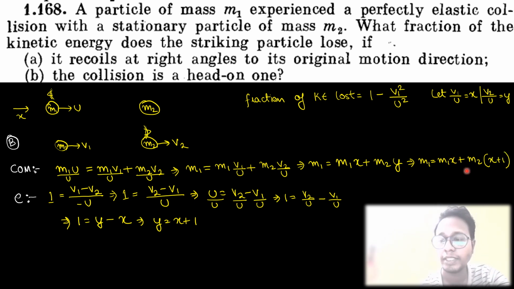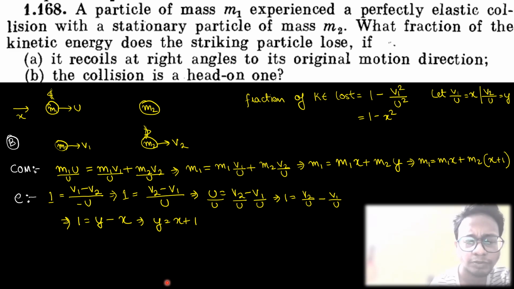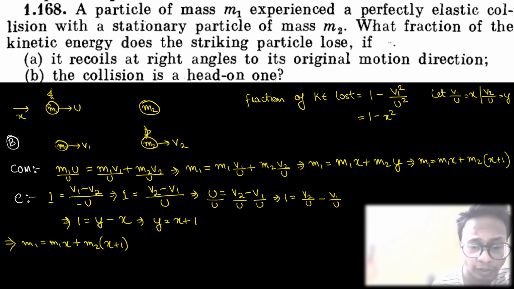Okay, so in this equation I need to find out the value of x, and after finding out the value of x, what I must find out? I must find out the value of 1 minus x square, which is the fraction of kinetic energy lost. Understood? So let's copy these two equations on the next page and let's solve it out. The equation solving should be a much easier part. So m1 is equals to m1x plus m2 into x plus 1. This is the equation.